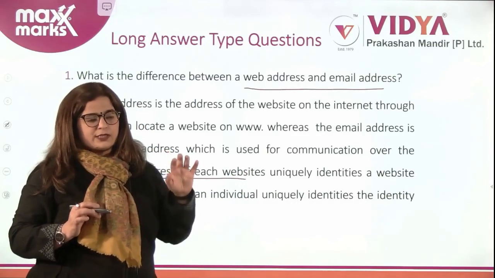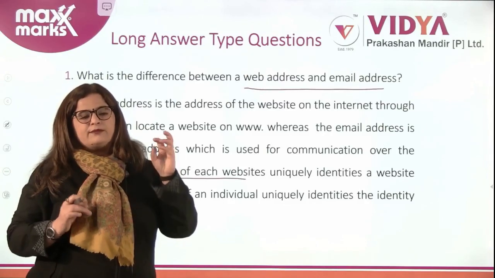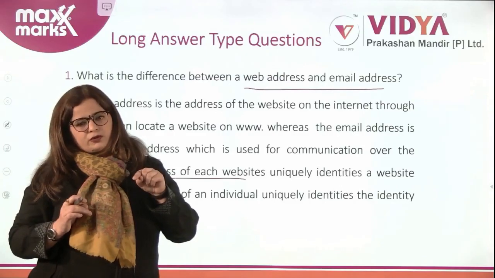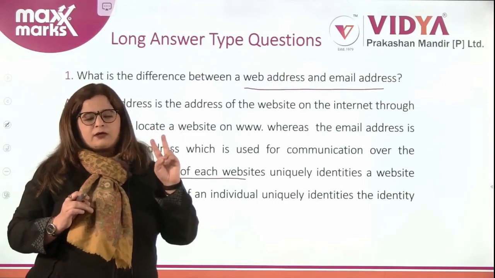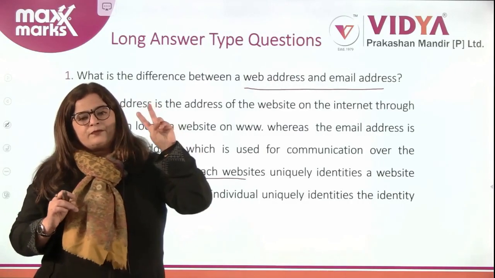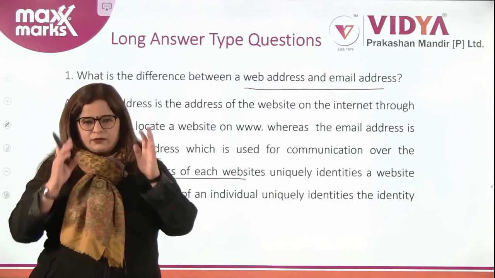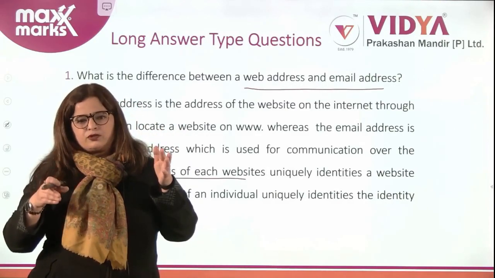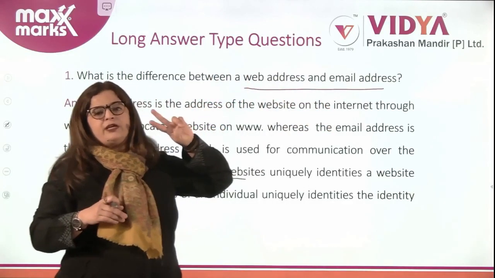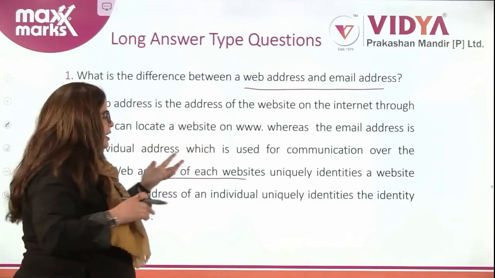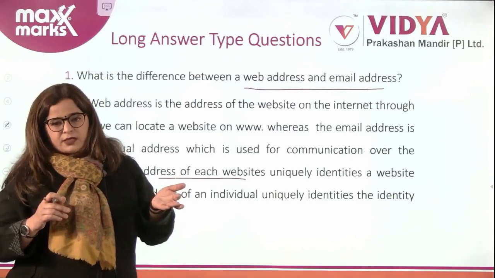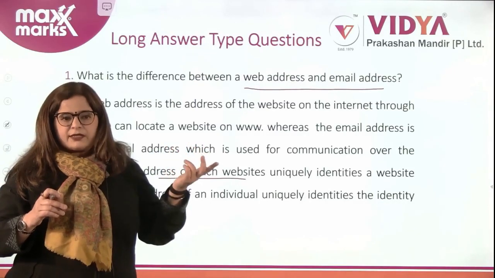See, when a difference question comes, I always suggest you divide the answer into columns and write. If a 1-marker or 2-marker question is there, then it's very important to write the differences in columns first. Divide the page into 2 sections. On one side write web address and on the other side write email address, and at least write 2 points. If you cannot understand anything else, you can even write an example of the web address and an example of the email address. That is also counted as a correct difference, right?